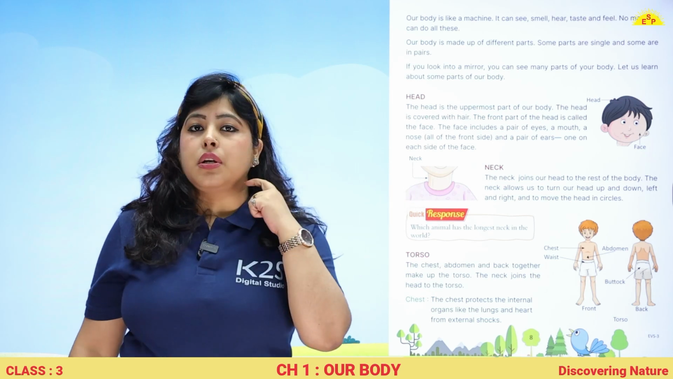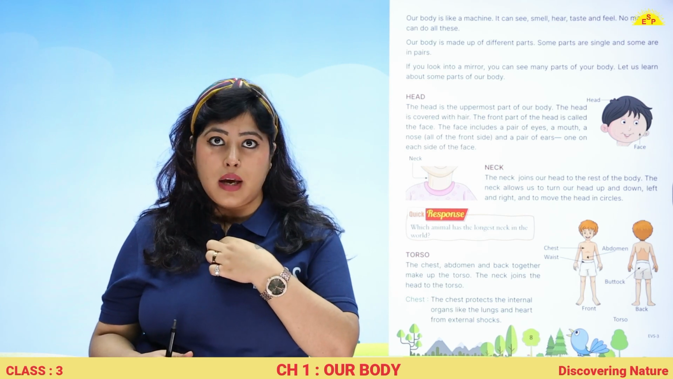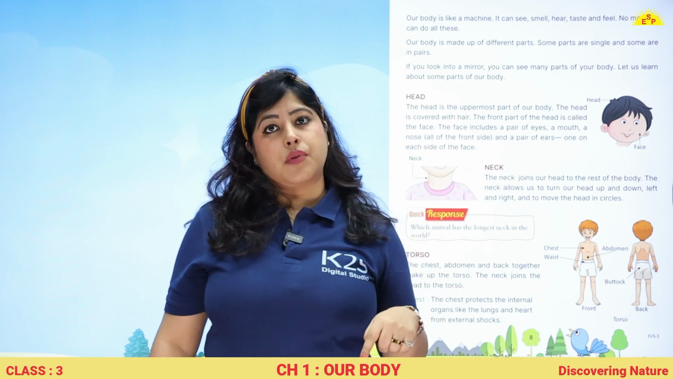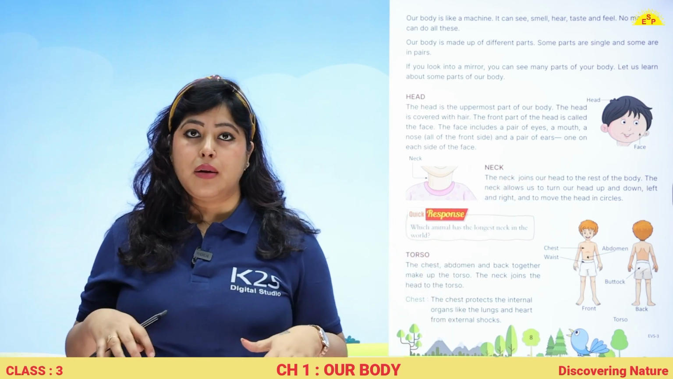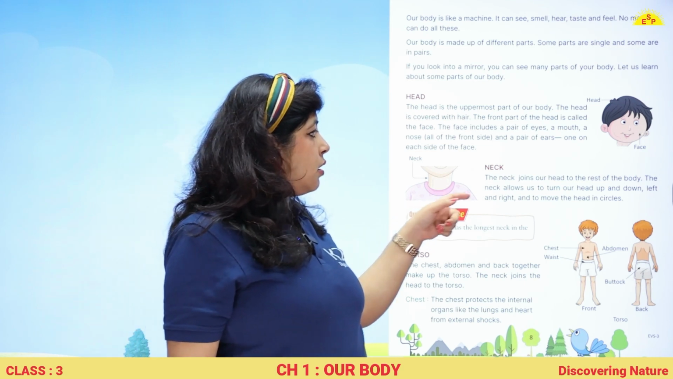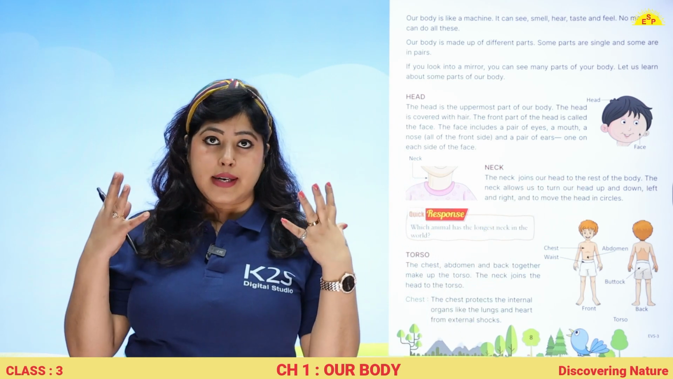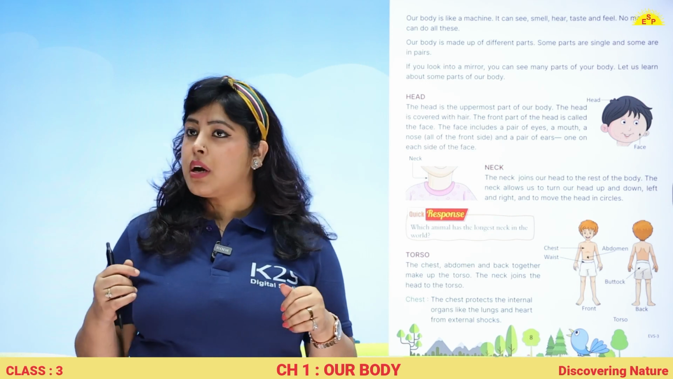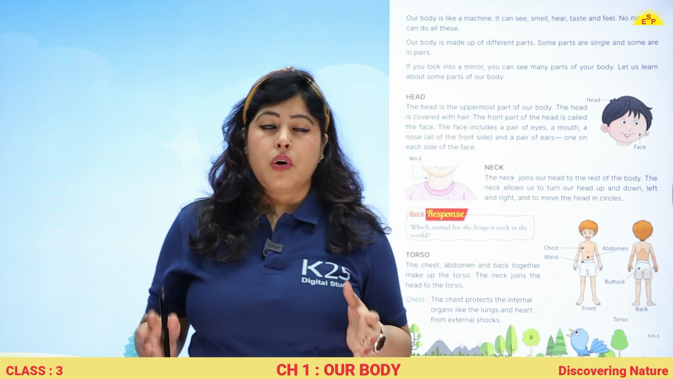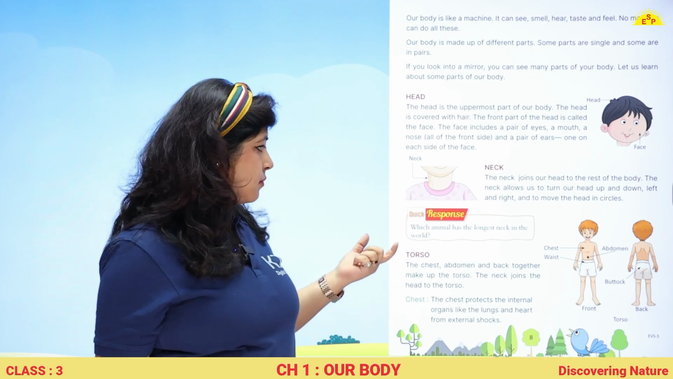Then is your neck portion. You must have seen your mothers wearing some kind of necklace in the neck. So this is your neck portion. The neck joins our head and the rest of the body. तो हमारे head और बाकी body को कौन attach करता है, कौन join करता है? Your neck portion. The neck allows us to turn our head up and down, जिसकी वजह से हम अपना head up and down, left and right turn कर सकते हैं. And move the head in circles also, और अपने head को circular motion में move कर सकते हैं.